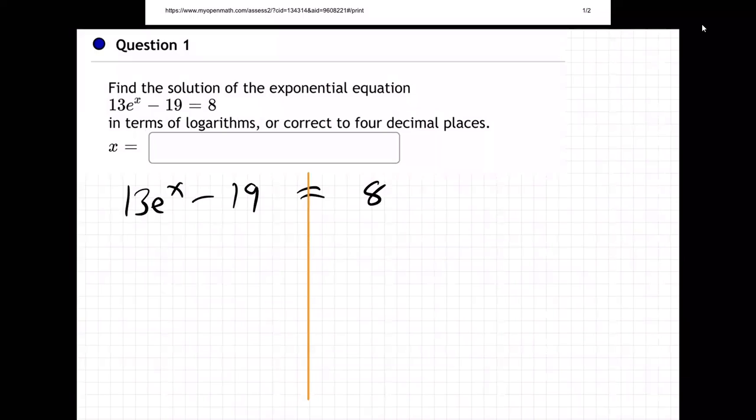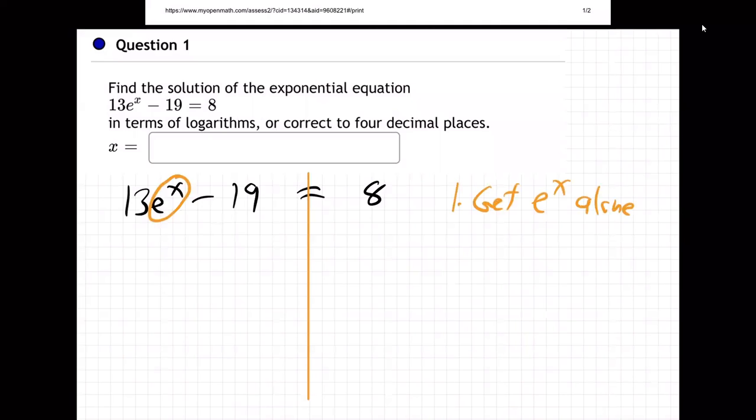And so what we're going to need to do eventually is take the natural log of both sides. But first, step one is get the e to the x alone. So this piece right here, the base with the power on it, we have to get that alone, and then we'll ln both sides because logs are the opposites of powers. All right, so let's first get it alone.